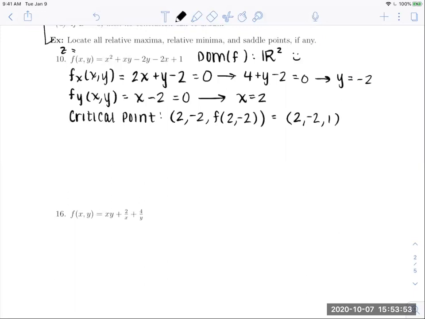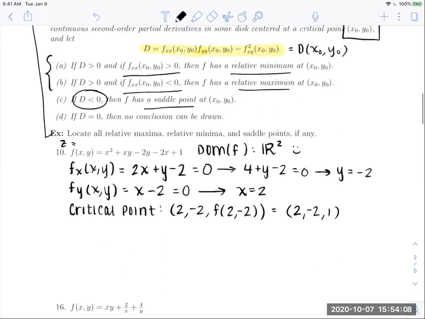Okay, so this is half the battle. We have found the critical point. Next, we would like to identify whether this is a relative max, relative min, or a saddle, or if we can't say anything about it. So what I'd like to do now is work on coming up with D. So let's compute those second order partial derivatives.